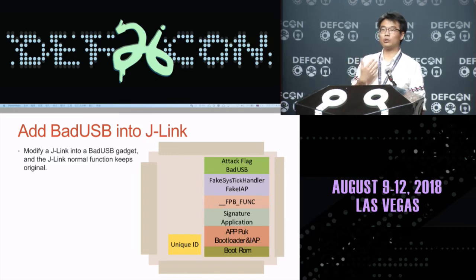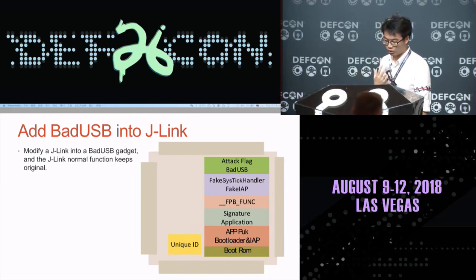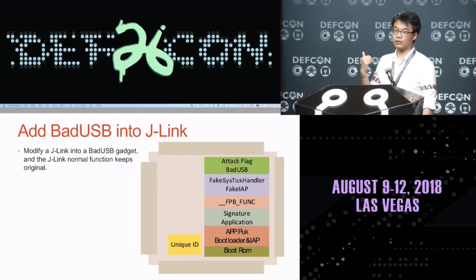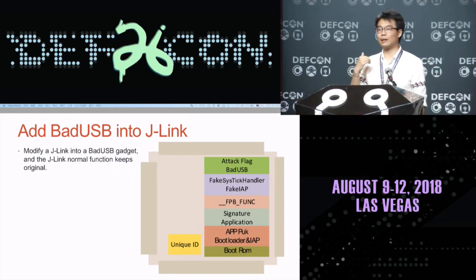So, if you were trying to bypass the anti-clone mechanism, we were talking about the unique ID verification function. But in this one, we can just hook another system function call. So in this case, we were hooking the SysTick handler. So this is basically an exception handler.